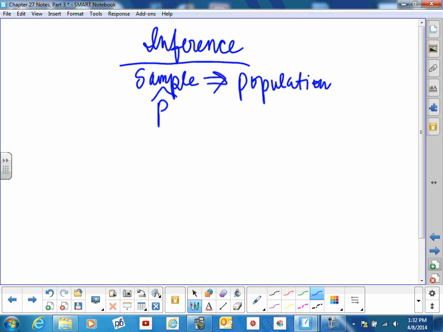P hat is a sample proportion. And when we made an inference to the entire population, that notation was a straight up capital P. All right, let's just kind of do some notation. Next, we did what? After proportions, we did means. What's the notation for sample mean? X bar. And then we generalize that to the whole population, and that would be represented by a mu. Good.